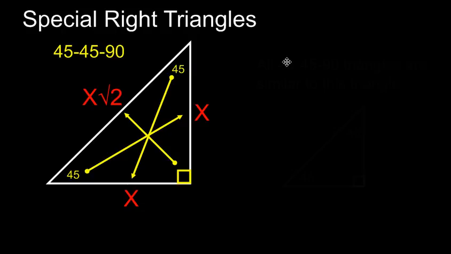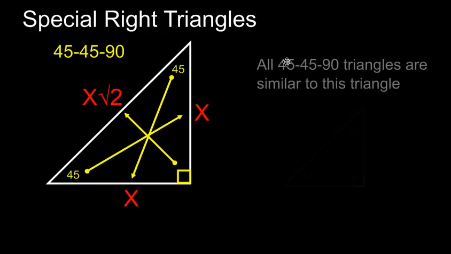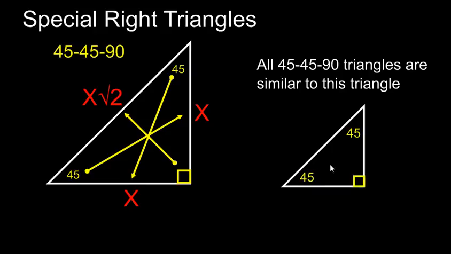Now the way I like to do it is I like to set up a smaller triangle because all 45, 45, 90 triangles are going to be similar to this one. And just to simplify things, I like to assume x equals 1. And if x equals 1, then with this 45, 45, 90 triangle, I'm going to have 1 here, 1 here, and 1 times the square root of 2 is just the square root of 2. So every time I do 45, 45, 90 triangles, I like to draw this picture because every single one of my 45, 45, 90s is going to be similar to this triangle. Okay, so let's do a practice problem.